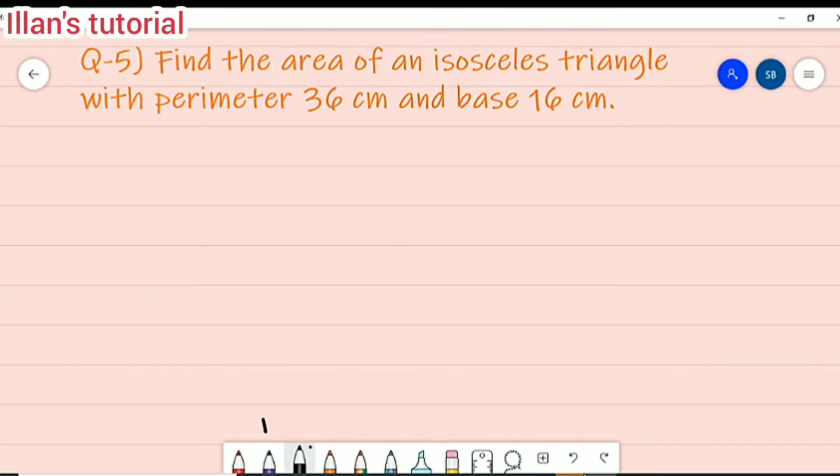Our next question is question number 5. So what's the question? Let's check. The question is, find the area of an isosceles triangle with perimeter 36 centimeter and base 16 centimeter. Okay, so let's first draw the triangle.